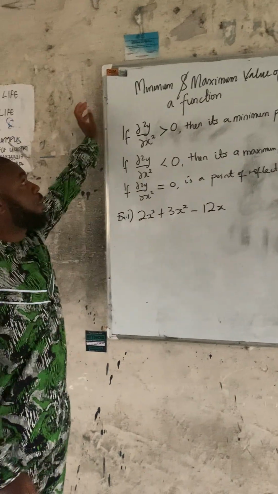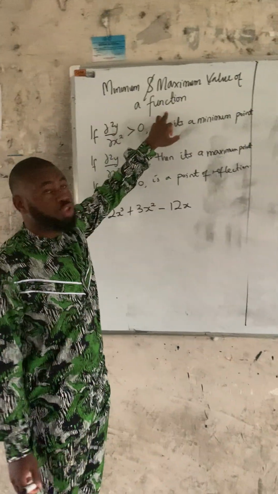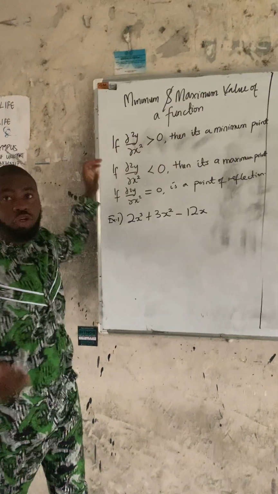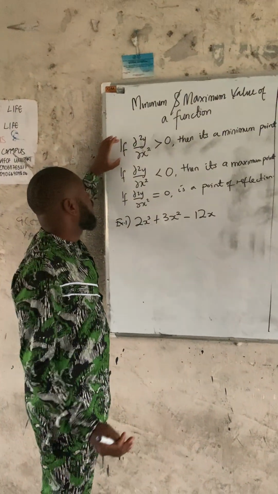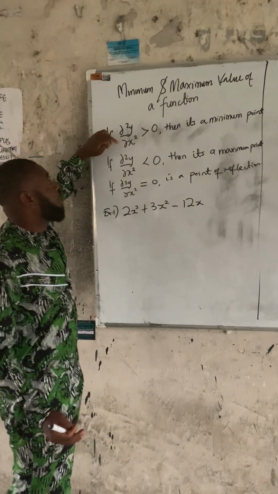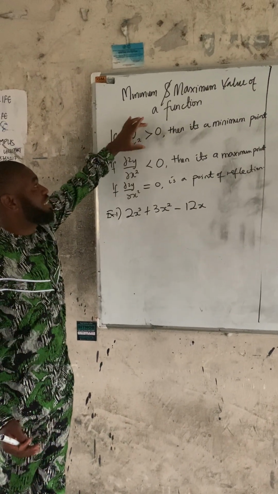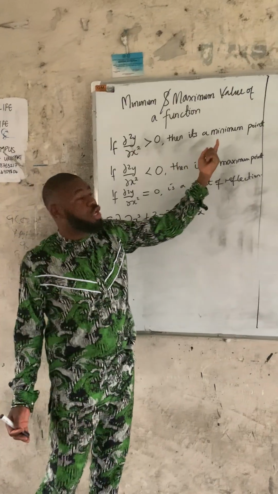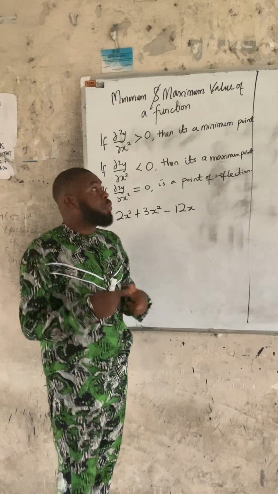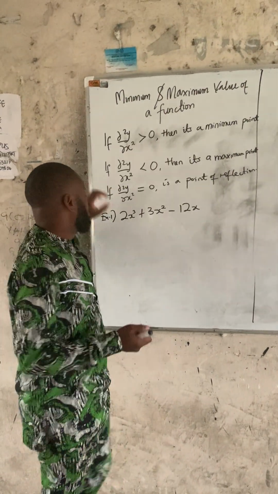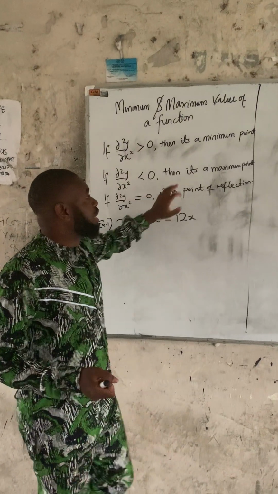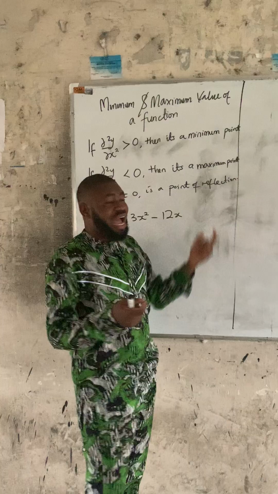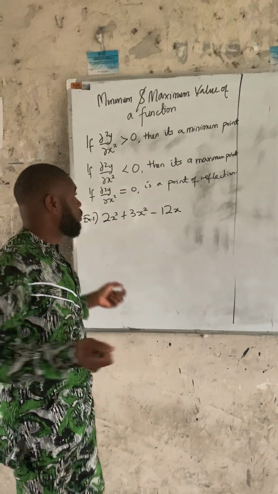Alright, we're talking about maximum and minimum value of a function. To understand this, you have to understand that if d²y/dx² is greater than 0, you'll have a minimum point, and at the end a minimum value. If d²y/dx² is less than 0, it gives you a maximum point, and at the end the maximum value.